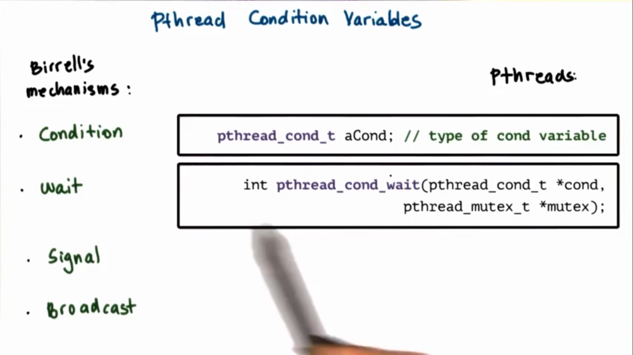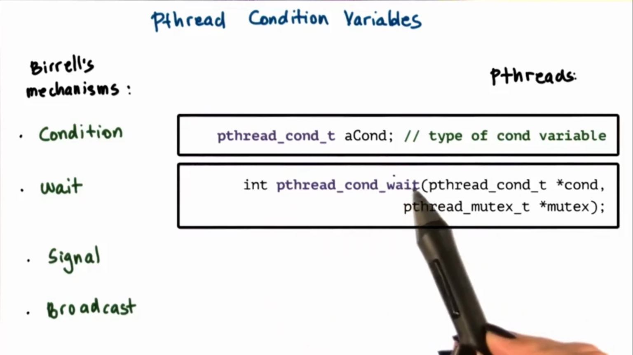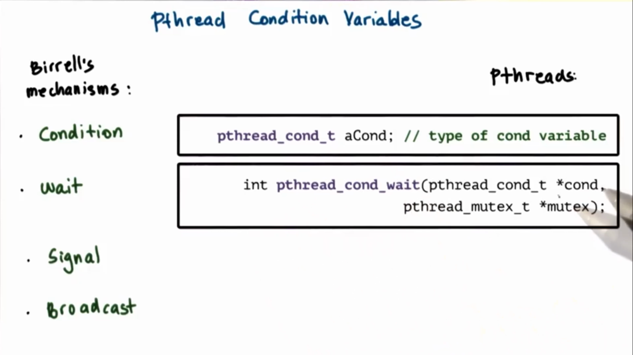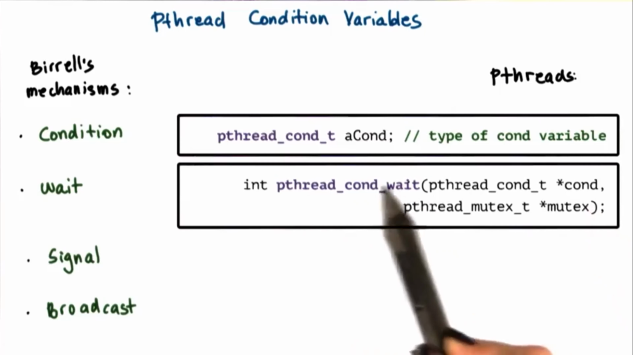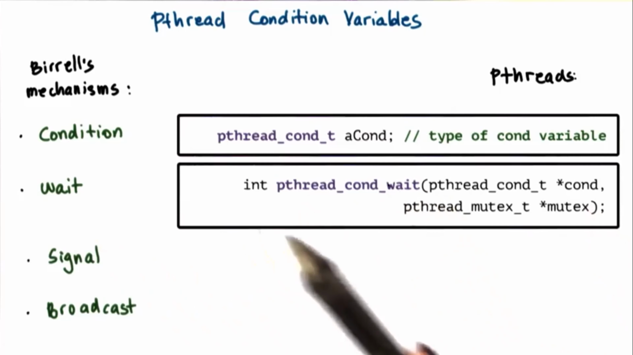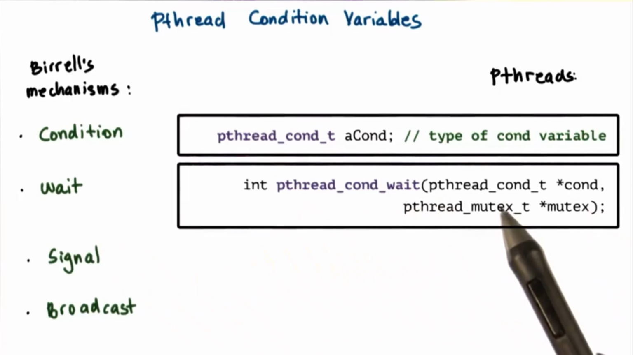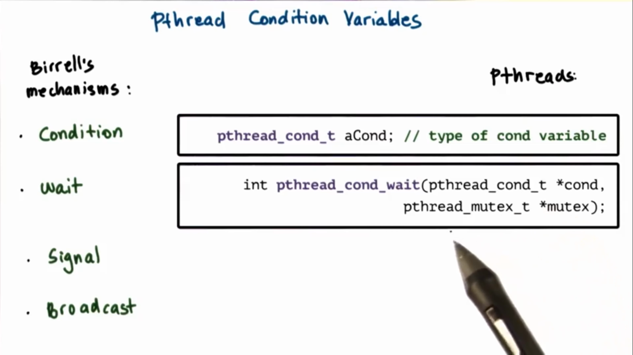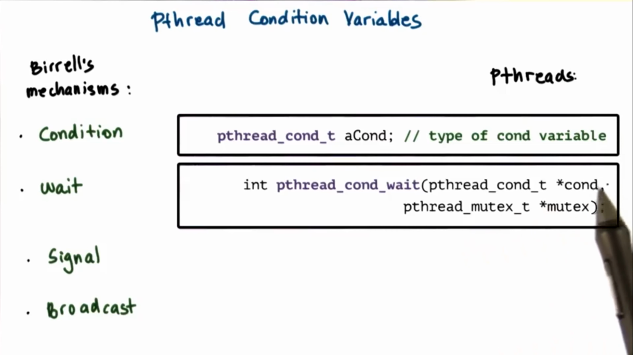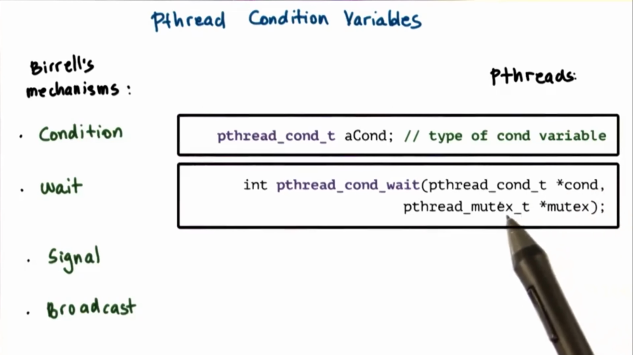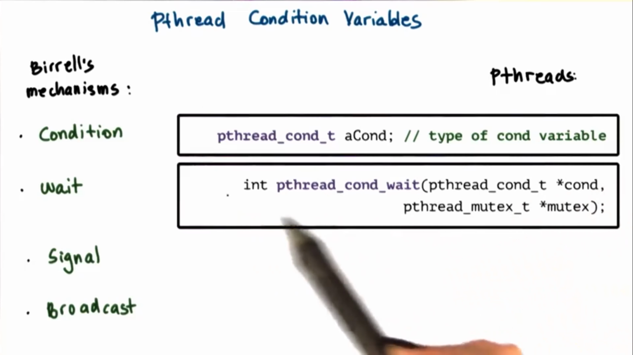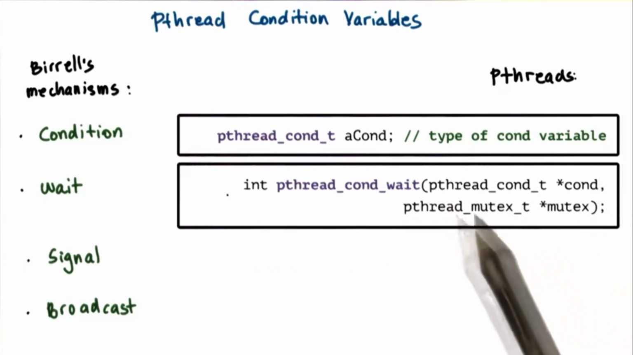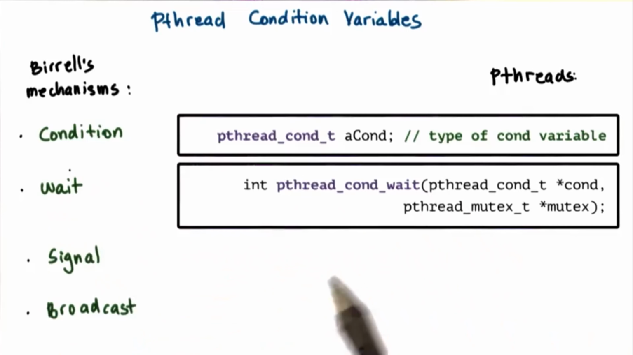For instance, for wait, Pthreads has pthread_cond_wait that takes 2 arguments, a condition variable and a mutex, just like what we saw in Birrell's wait. The semantics of this operation is also identical to Birrell's wait. A thread that's entering the wait operation, a thread that must wait, will automatically release the mutex and place itself on the wait queue that's associated with the condition variable. When the thread is woken up, it will automatically reacquire the mutex before actually exiting the wait operation. This is identical to the behavior we saw in Birrell's wait.